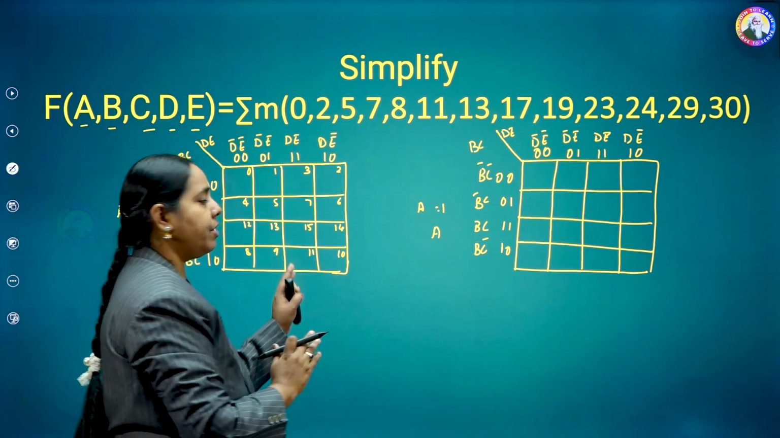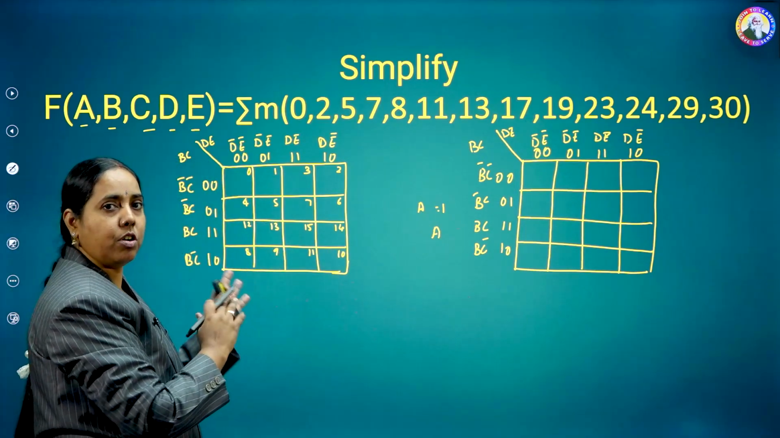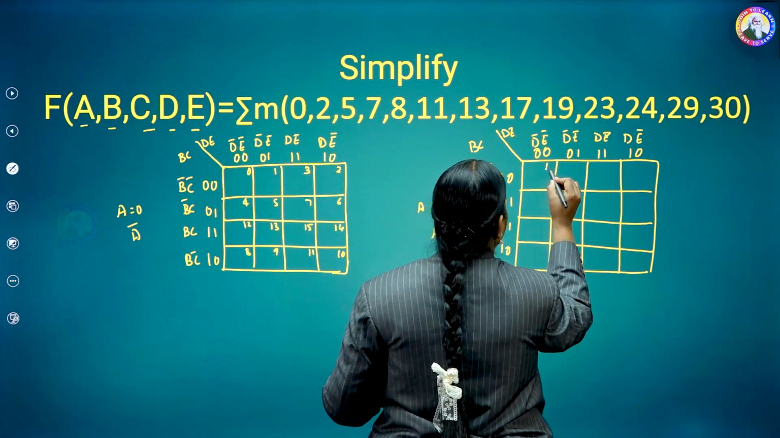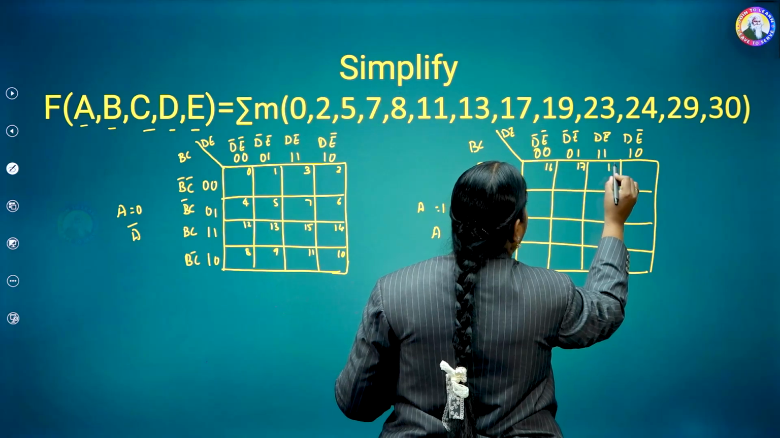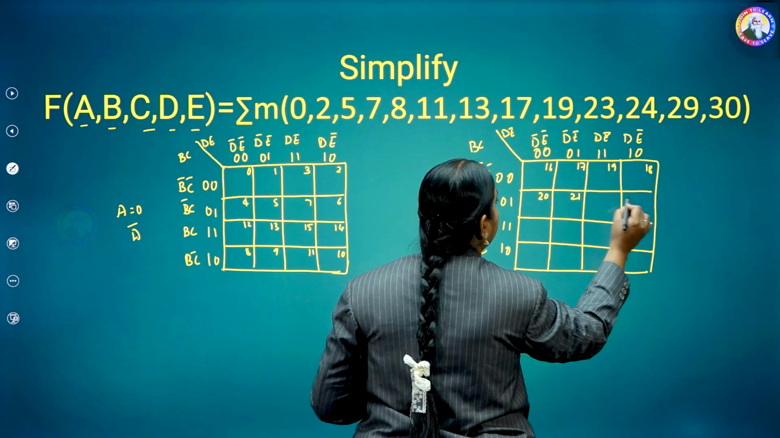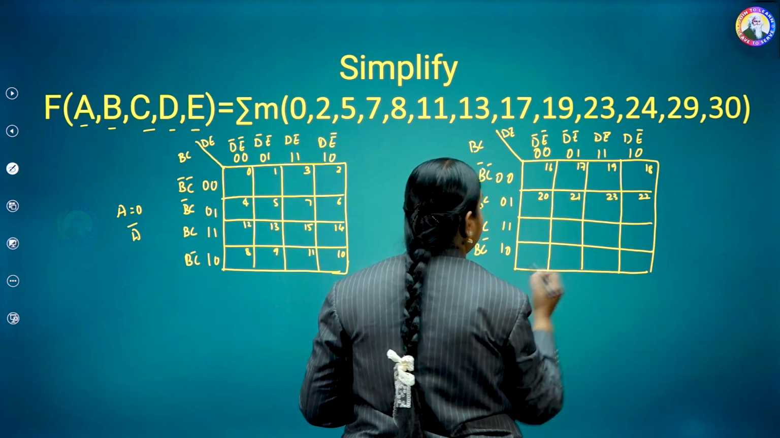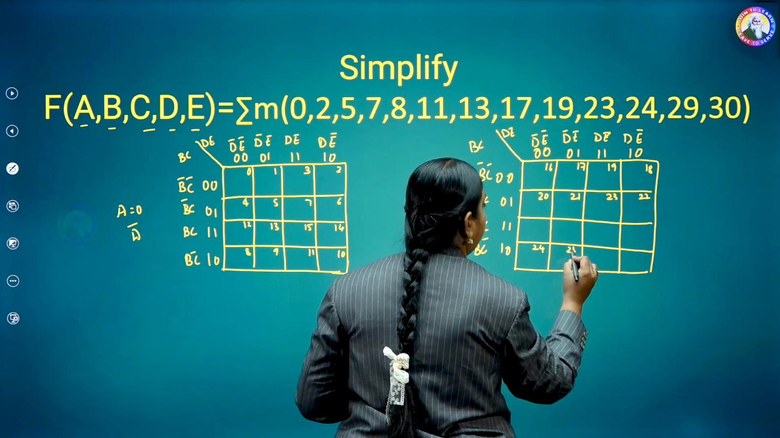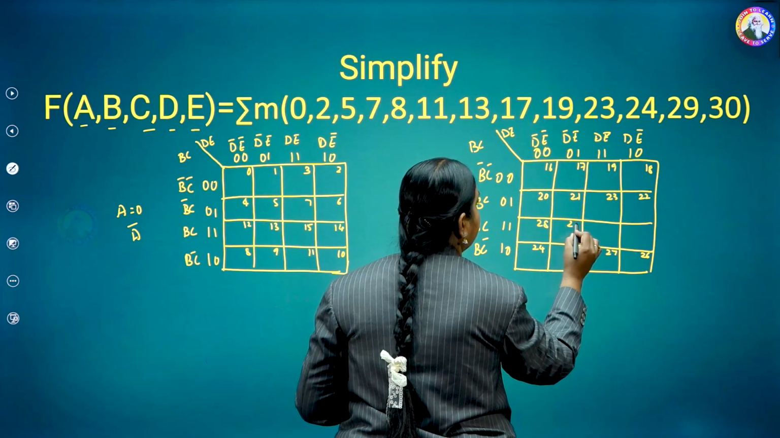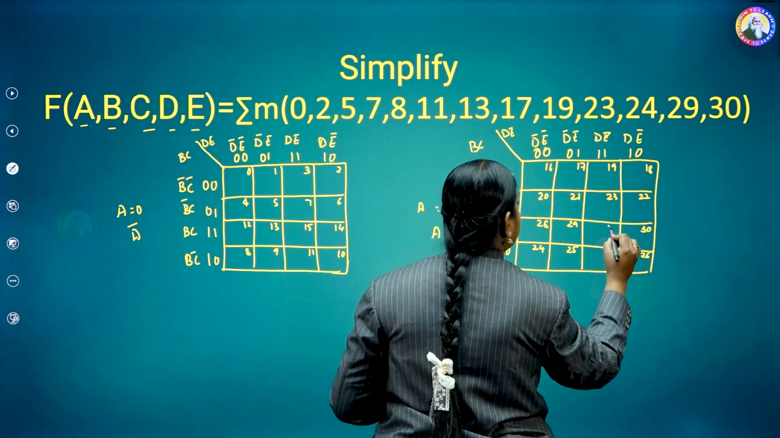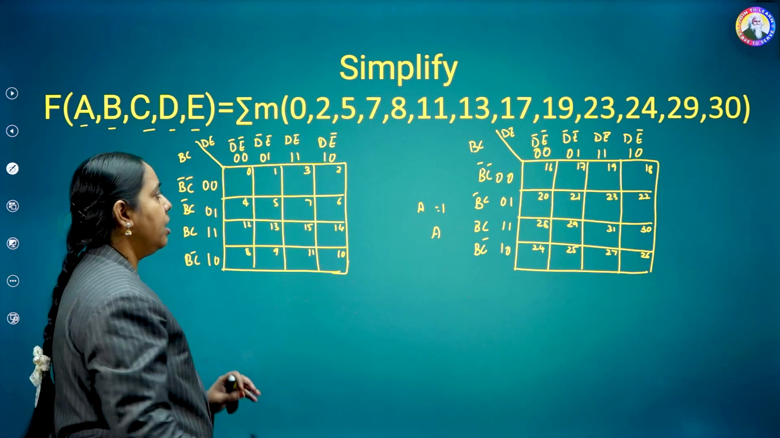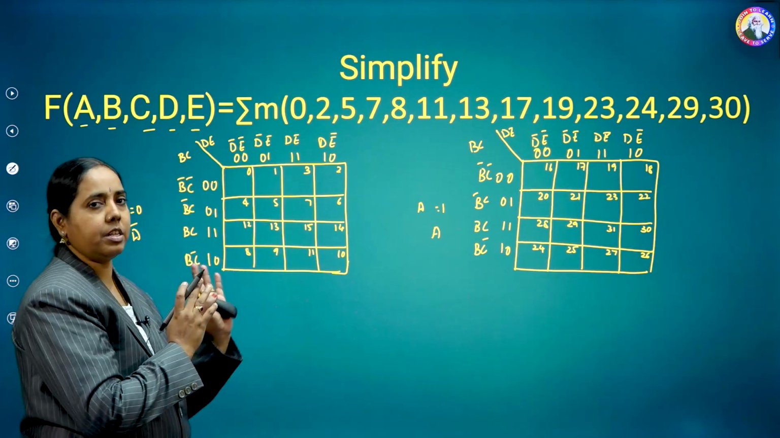Next, I need to start from 16, not from 0, because it is a 32 combination, right. So here 16, 17, 19, 18, 20, 21, 22, 23, 24, 25, 26, 27, 28, 29, 30, 31. So these are the 32 cells we will be having. Now I need to represent the given numbers in these cells.